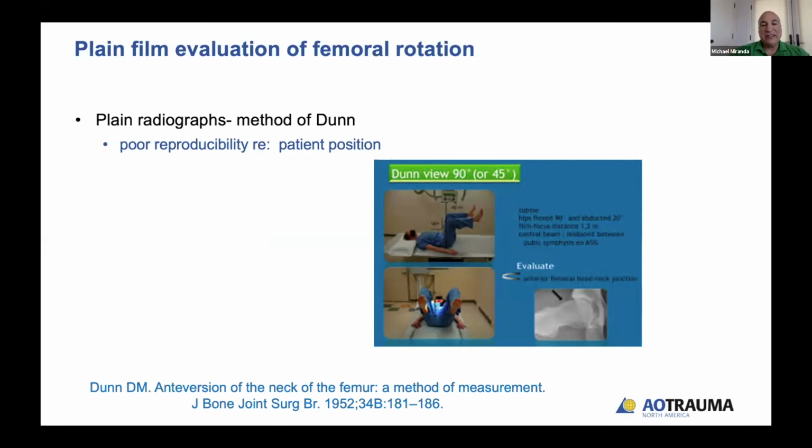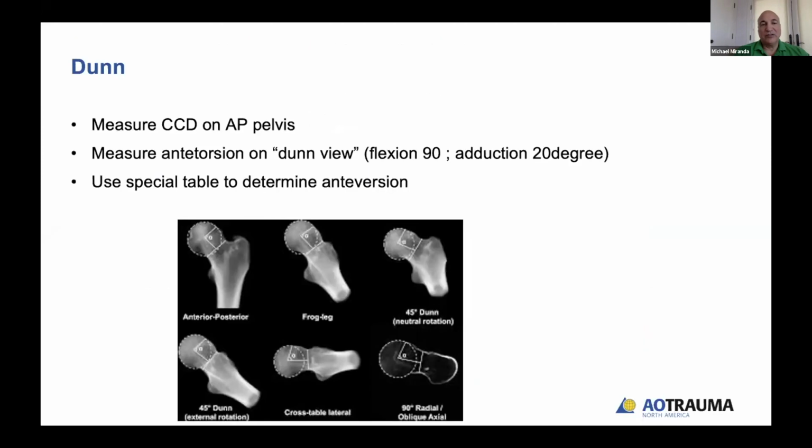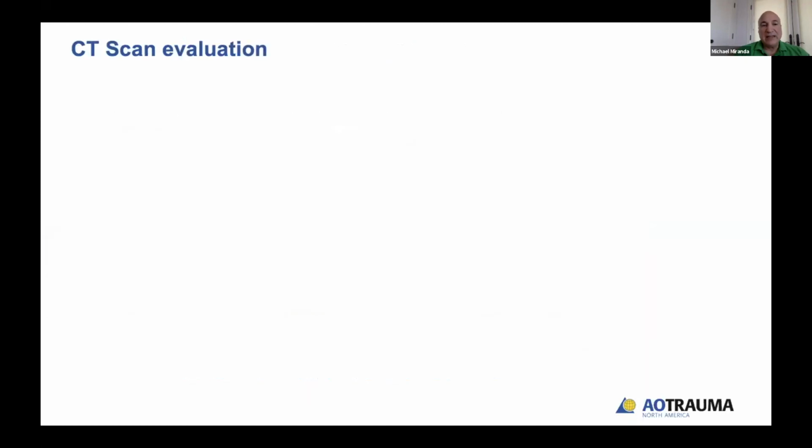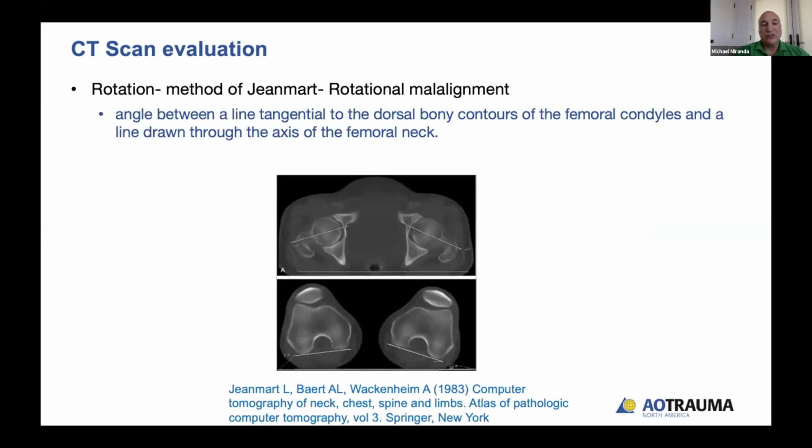This is very, very technique dependent, and so is really for historical purposes only. And you can see here, on some of them, a gentle change in the position will give you a different idea of what the antetorsion is. Ultrasound is another way, but it's very, very technique dependent. And that's why CT has become the gold standard.